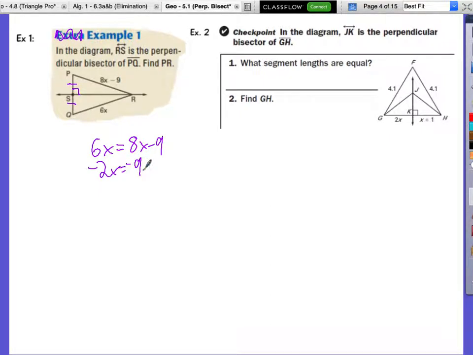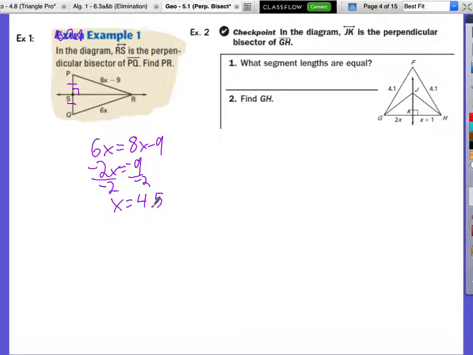Did you track where I went with that one? Subtract 8x from both sides. Can we get the x's by themselves, away from the constant? Divide by negative 2. What's x? But are we supposed to find x? No. Our final answer is PR, so it's almost tricky.